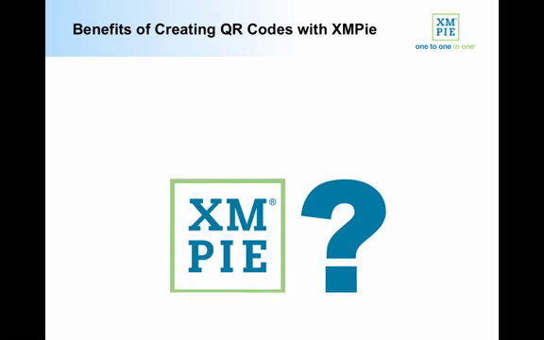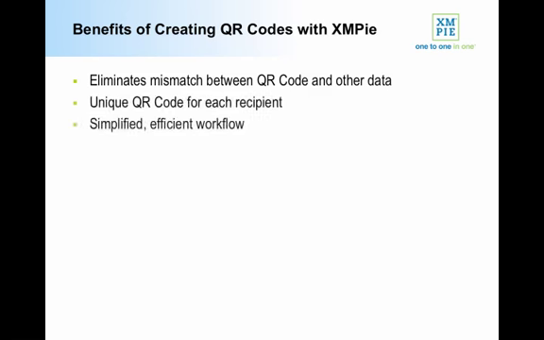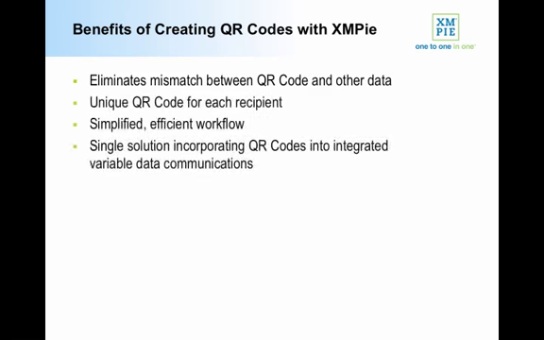Simply put, with the XMPie system, there is no room for error because our software creates and images the code in the same step. Our unique technology enables users to create personalized codes for each recipient and ensures the appropriate code is printed on each mail piece.